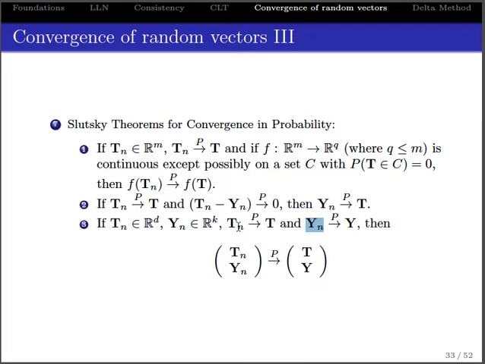So if Tn is going in probability to t and Yn is going in probability to y, then you can simply stack the Tn's and the Yn's on top of each other, and they go to the stacked up version of the targets in probability. Very nice.